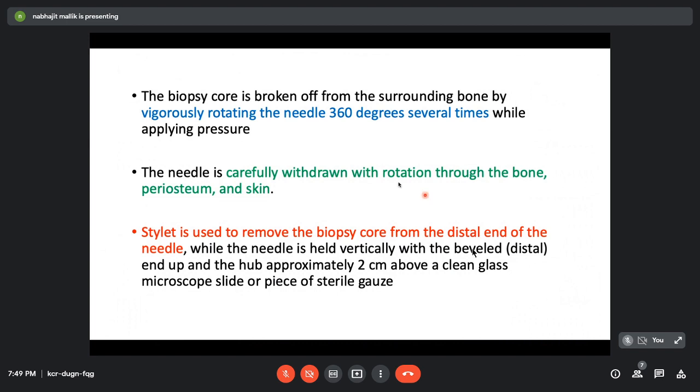The needle is carefully withdrawn with rotation through the bone, periosteum, and skin. And finally, when the needle is withdrawn, the stylet is used to remove the biopsy core. But importantly, you must remember that the biopsy core is removed from the distal end of the needle, while the needle is being held vertically with the beveled end up and the hub approximately 2 centimeters above the clean glass microscope slide or piece of sterile gauze.